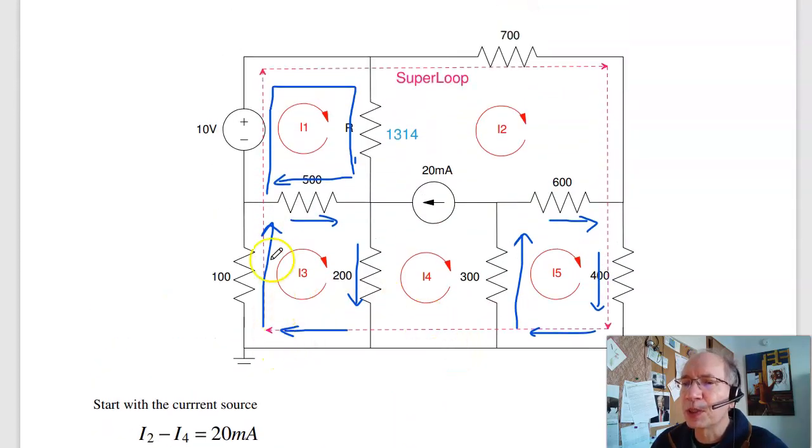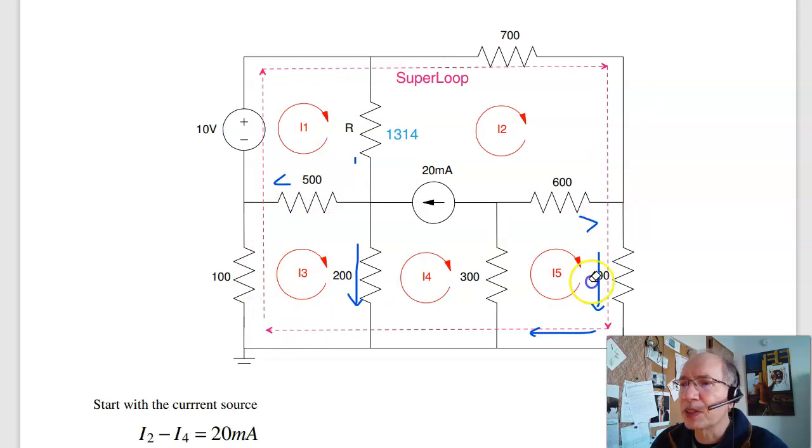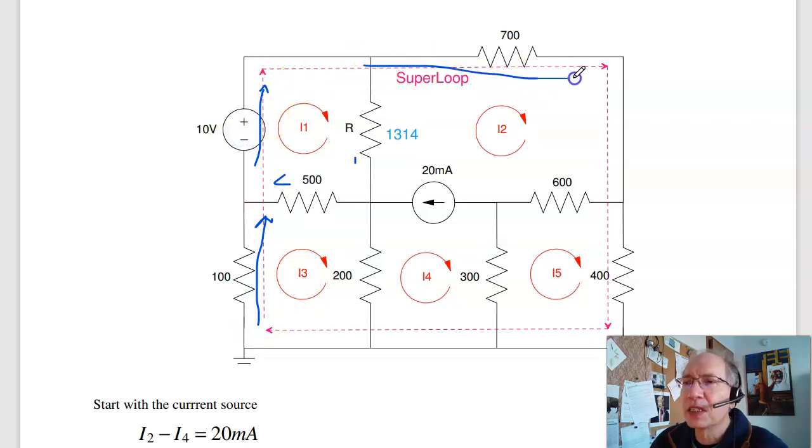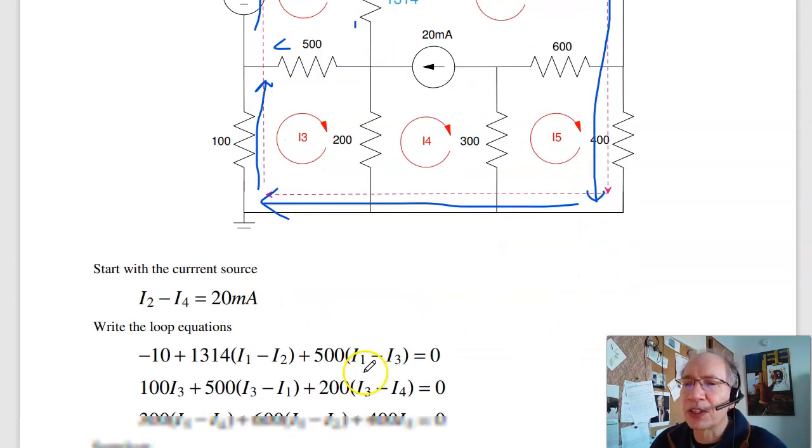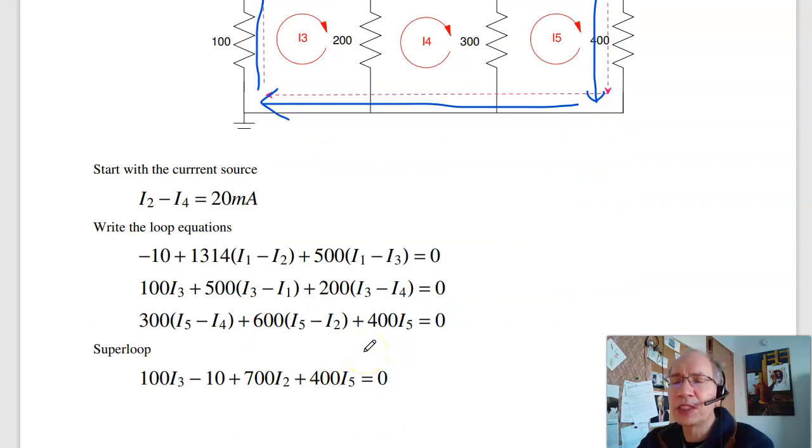That's a super loop. One option that works is this big outer loop. So if I do that with the big outer loop, that's going to give me, let's erase all this. Right here, 100 I3 minus 10, because they hit the minus sign, plus 700 I2 plus 400 I5 equals 0. I'm back where I started. So there's 5 equations for 5 unknowns.